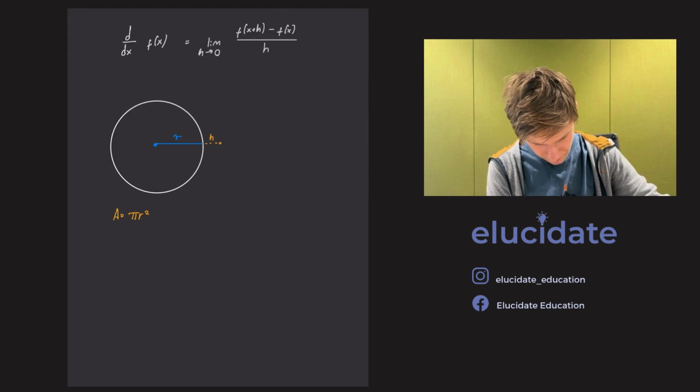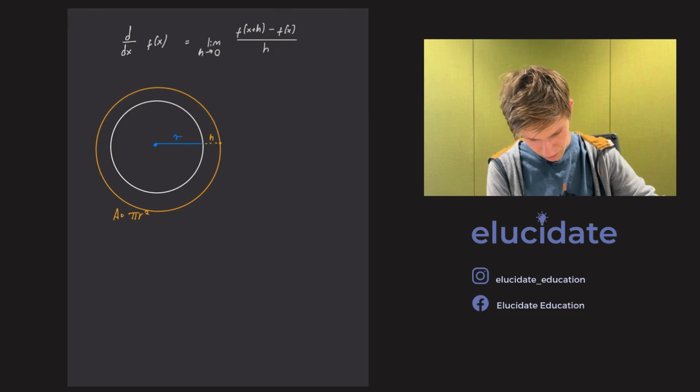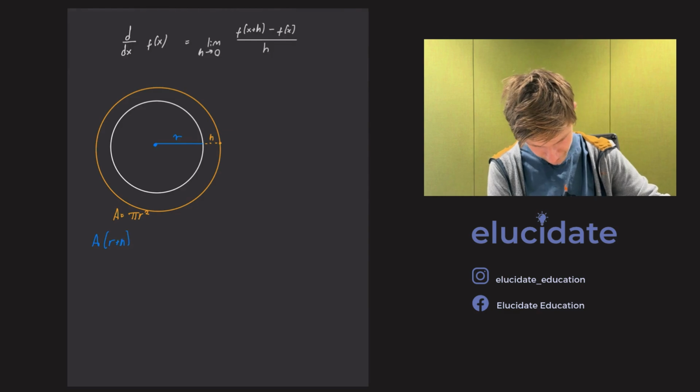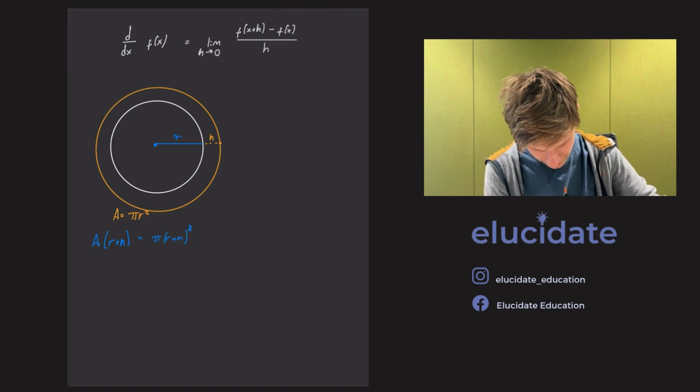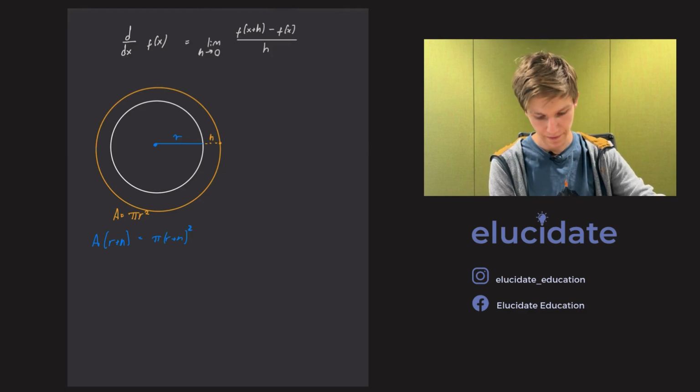Now, I will draw another circle around there. What's the area of this new shape? The area of this new shape is going to be given by pi times r plus h all squared. Now, notice what happens as we make h smaller and smaller and smaller.